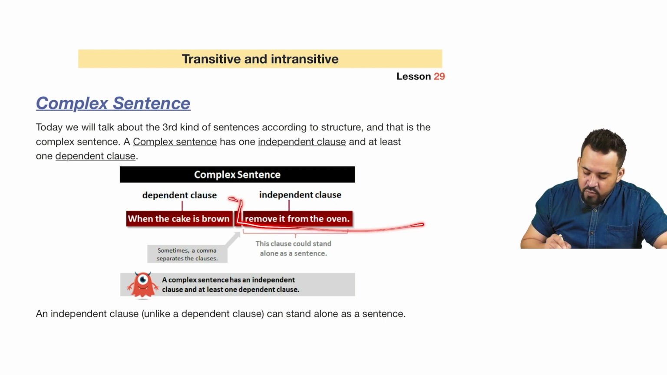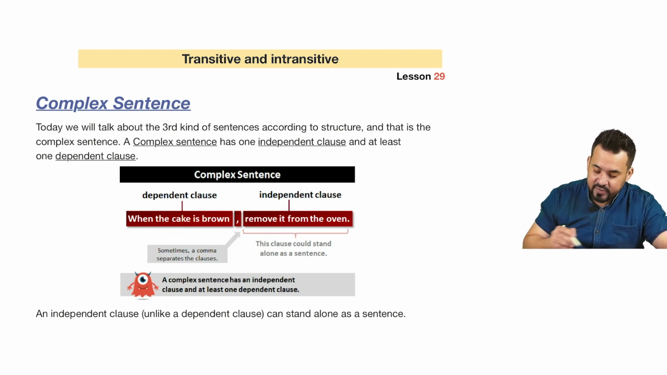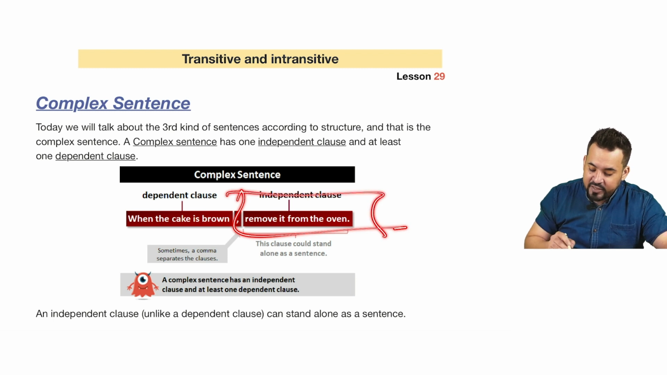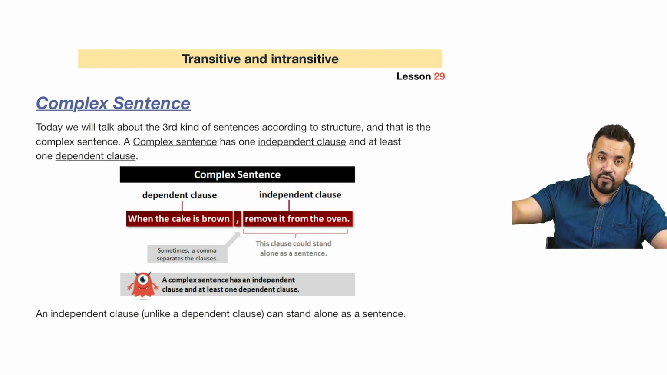So remove it from the oven. Remove the cake from the oven. So here, we use "it" because we use the word cake in the first part of the sentence. But if this was its own sentence, then we would put "the cake." Remove the cake from the oven. This is an independent clause. It stands on its own.